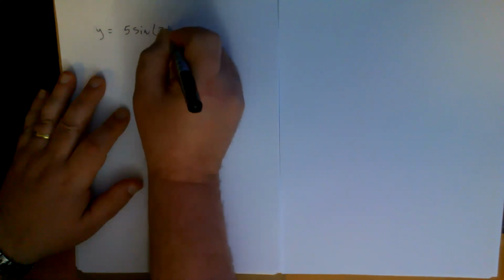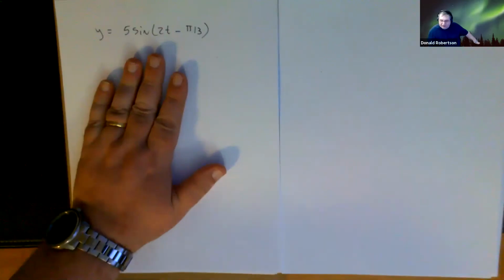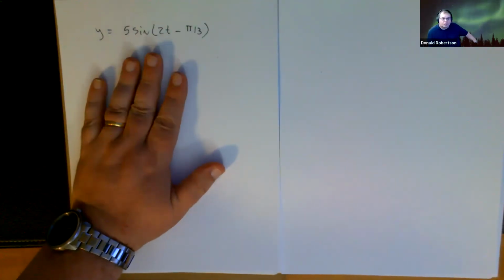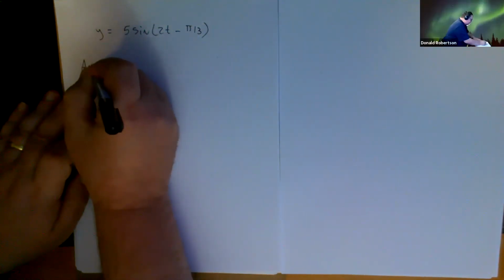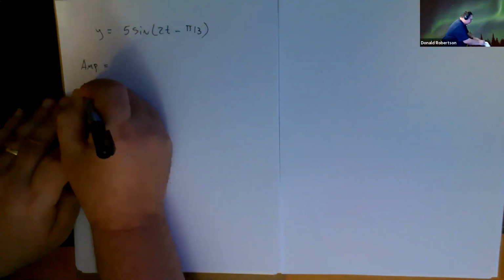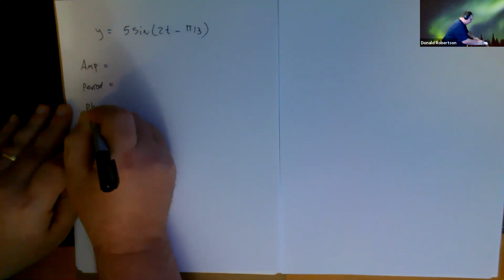Y equals 5 sine in parentheses 2t minus pi over 3. Just in case, you're looking at a big white piece of paper right now, because I'm never sure what you're seeing. Great. Yes. So, there is a thing called amplitude. We'll calculate that. There's a thing called period. I'll calculate that. And there's a thing called phase shift.